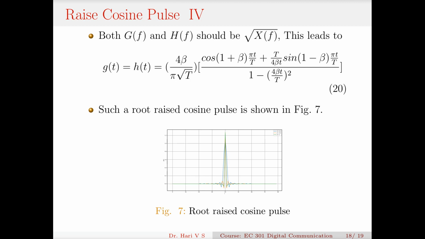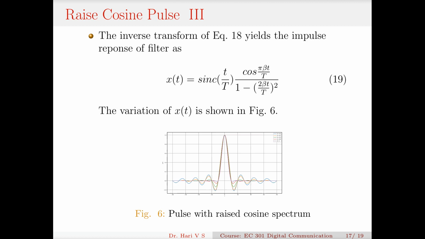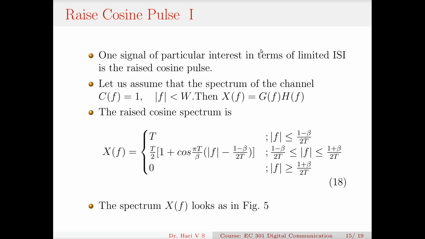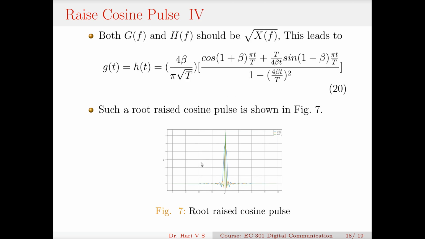Now you must understand that G(f) and H(f) are equal, where one is my transmitter filter and the other is a receiver filter. I assume that the channel is flat. Now X(f) is nothing but G(f) times H(f). If G(f) and H(f) are identical or matched, then both G(f) and H(f) should be the square root of X(f). If you consider the square root of this function and take the inverse, that will be equivalent to g(t) and h(t). That will be g(t) equal to h(t).